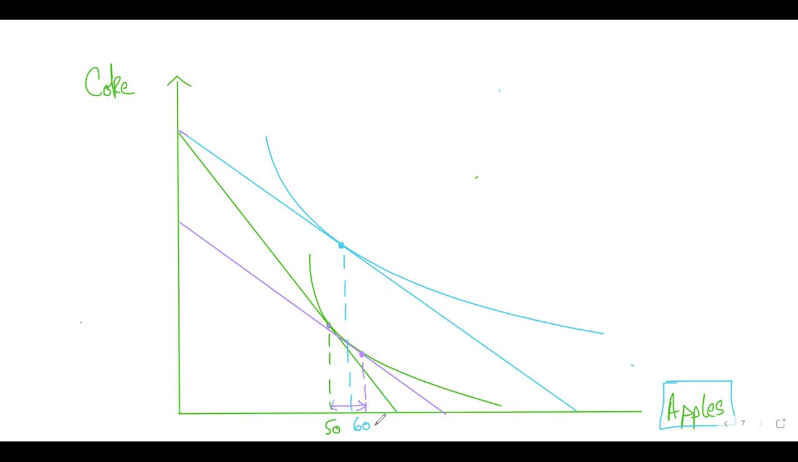This was 60, sorry, this is not 60, just give me a minute. So the green one was 50, the blue one was 60, and let's say the purple one is 70. Is it making sense? So 50 to 70 is your movement along the same indifference curve, that is your substitution effect. SE means substitution effect. Any confusion about this?